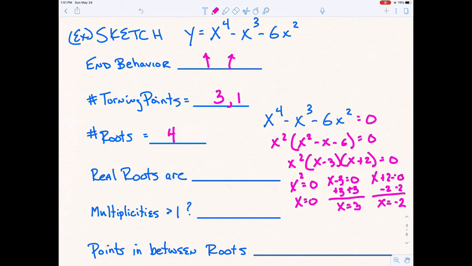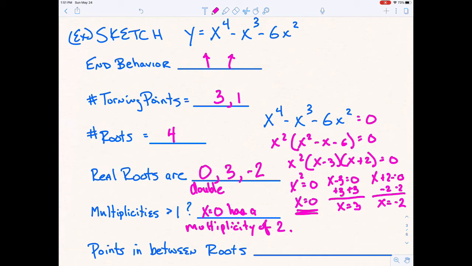And there are 3 roots. What's interesting is that though there's only 3 that we're going to list, you'll notice that one of them has a multiplicity. This x squared equals 0. That squared on just the x means that there are 2 zeros. So while I'm only going to write 0, 3, and -2, I'll probably indicate that the 0 is a double. And the multiplicity is greater than 1. Yes, x equals 0 has a multiplicity of 2.